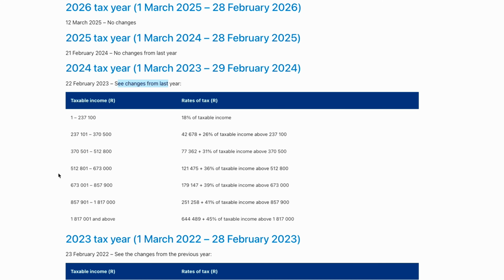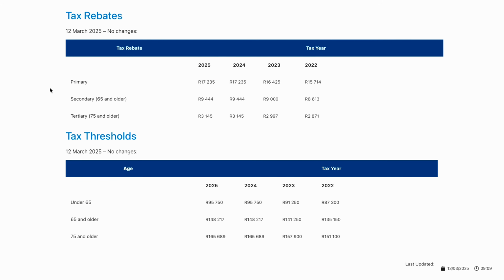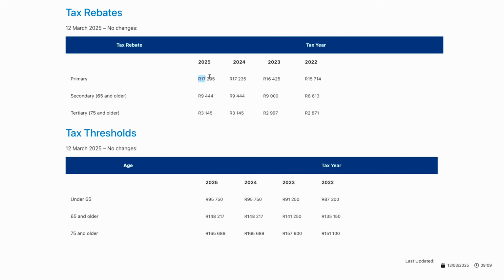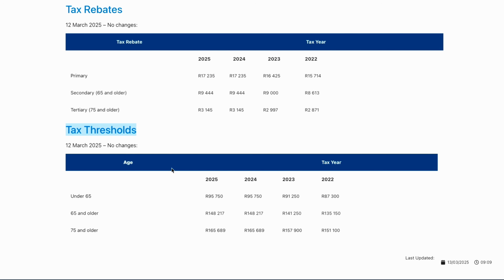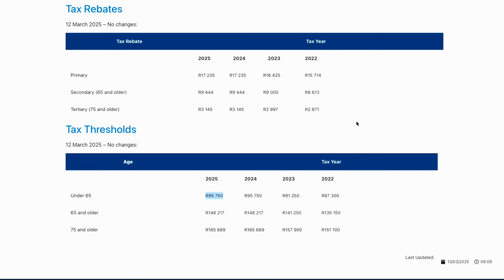The last part of the tax tables that I want you to look at though is this section at the bottom of the same web page. There are these tax thresholds, meaning only those who make a salary above this threshold will be taxed.